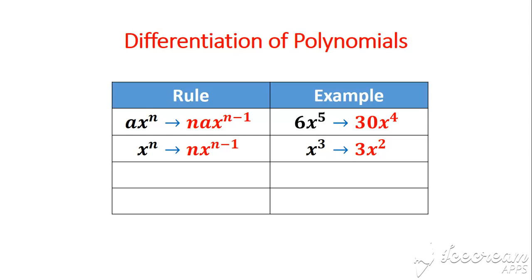So x to the power of 3, the 3 comes out the front and multiplies by the x, and then we take the power of 3 and drop it down to a power of 2. A number by a letter differentiates just to the number. So for example, 5x will differentiate to just 5. And finally, any number by itself will differentiate to 0, and we often say disappears. So 7 differentiates to 0.